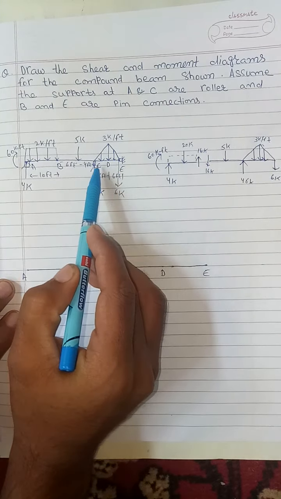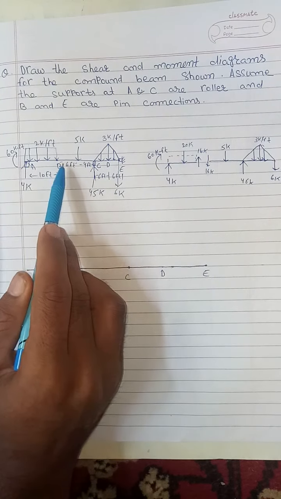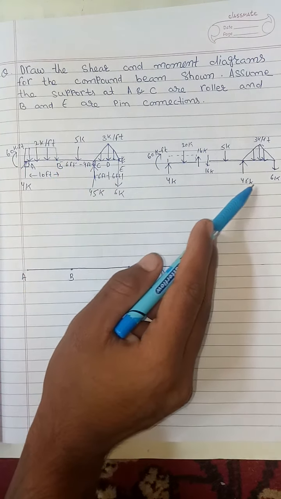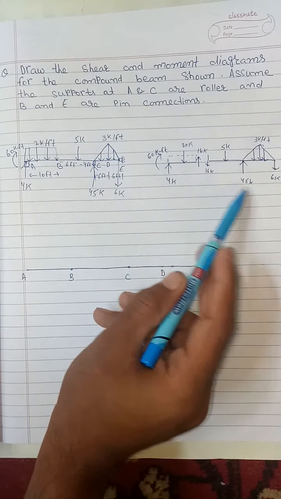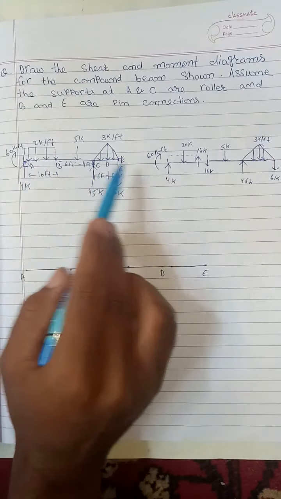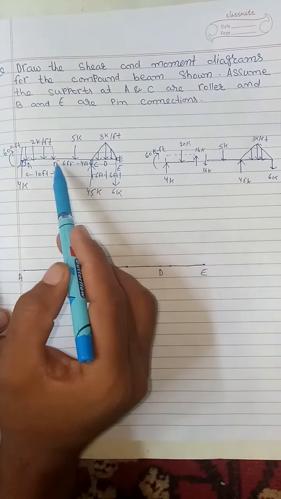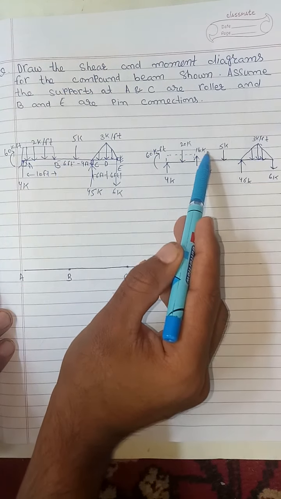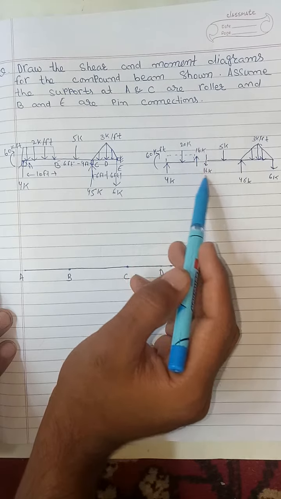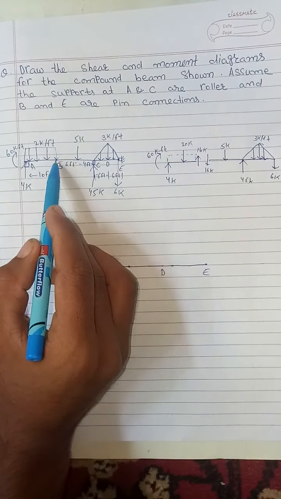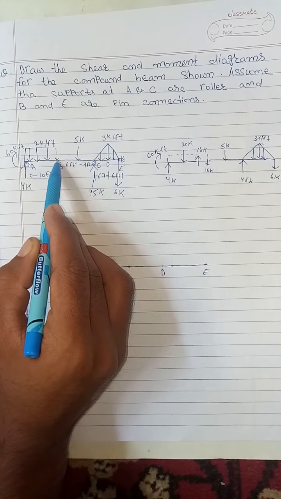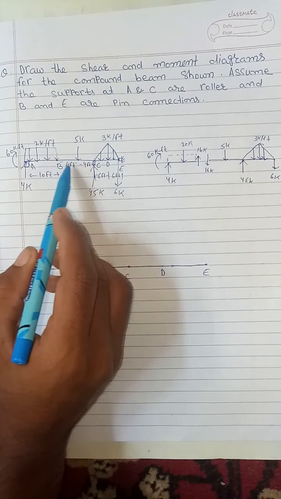This is pin support and this is also pin support. These will give two support reactions, but I am only writing one because there is not any horizontal force, so horizontal reaction will be 0. And at this point B, summation of these forces will be 0. So the force in upward direction will be equal to the force in downward direction.